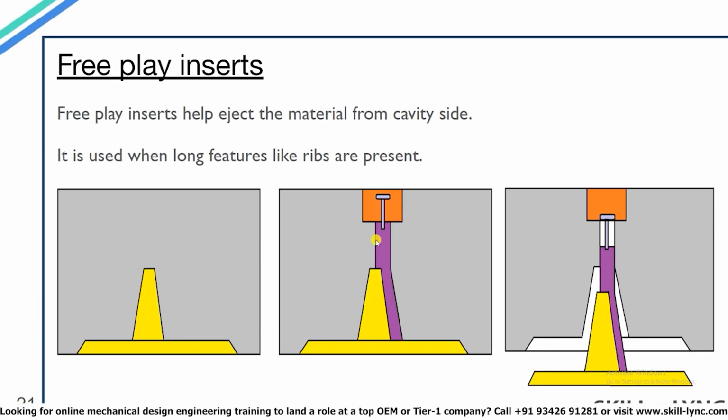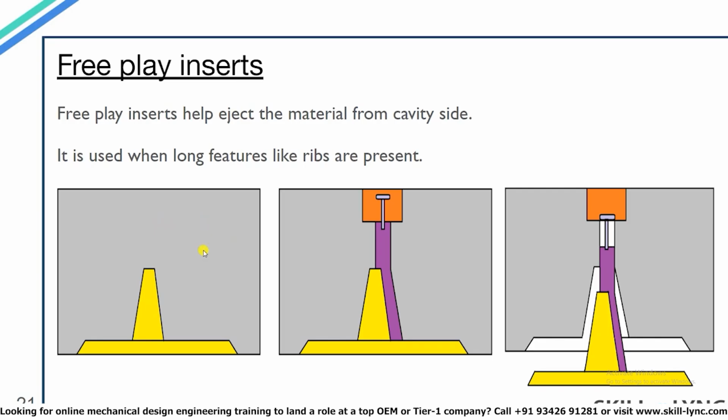In some cases, if the length of the rib is very long, then it gets difficult to eject the rib from the mold because the plastic sticks to the wall of the cavity. For such cases, we make use of free play inserts. In the first diagram, you can see the cavity region and the part formed within it through injection molding. The yellow is the part and this is the cavity region.